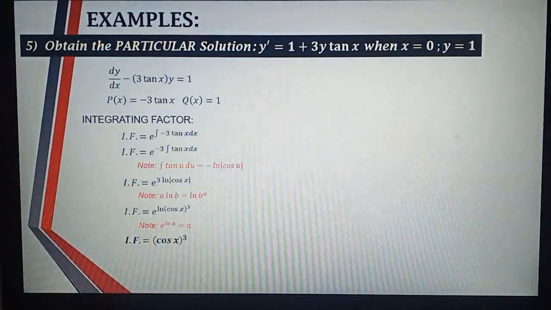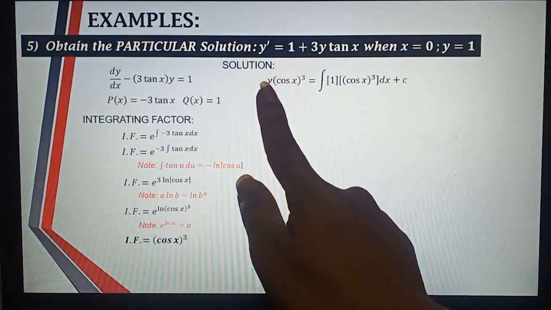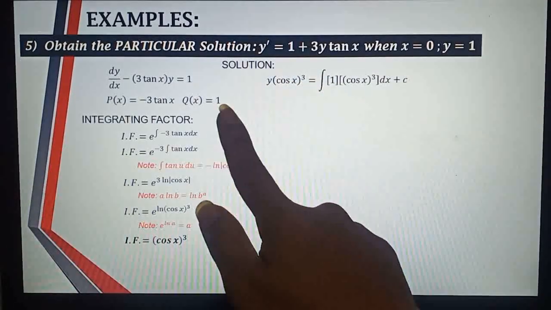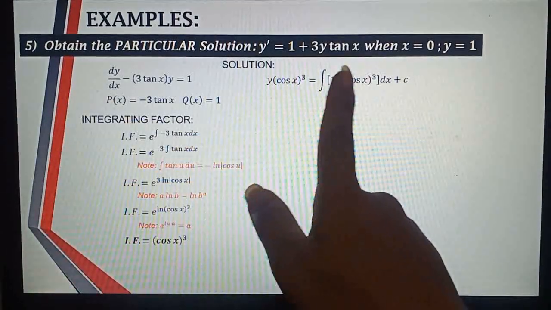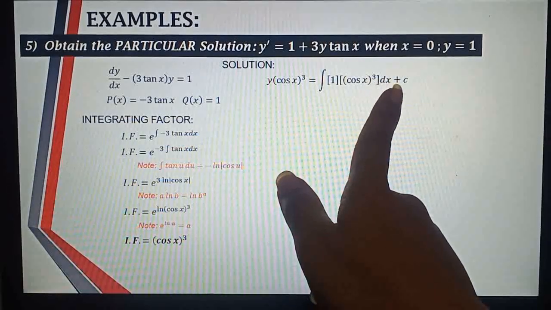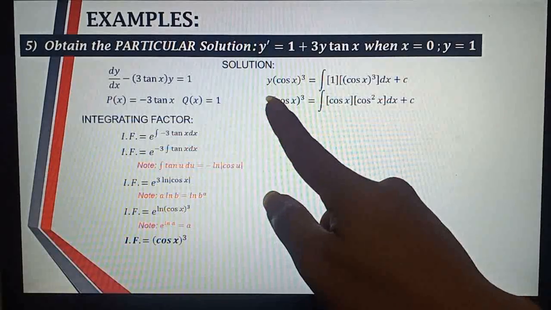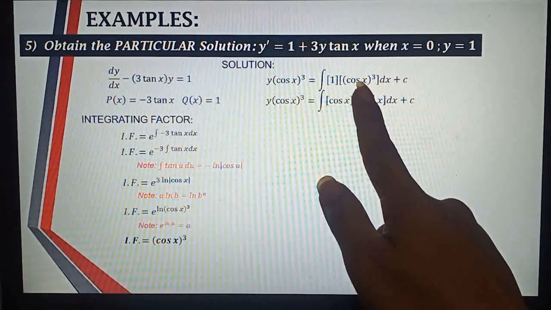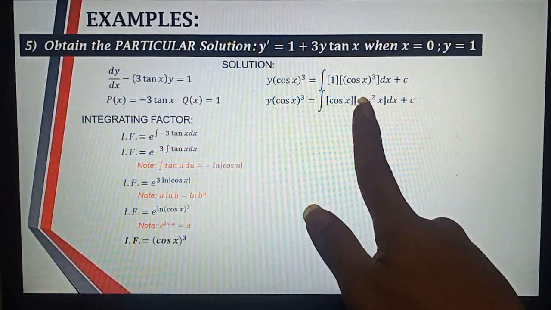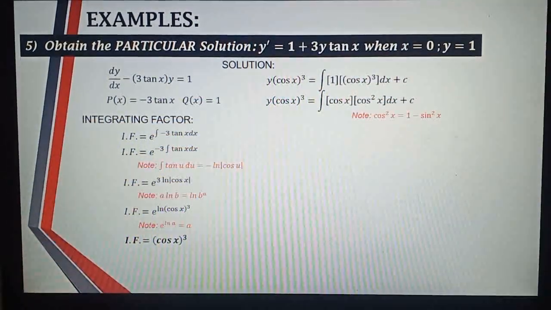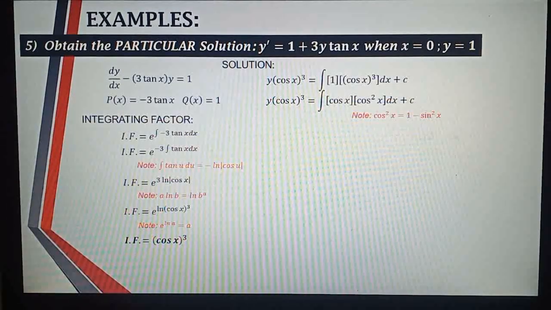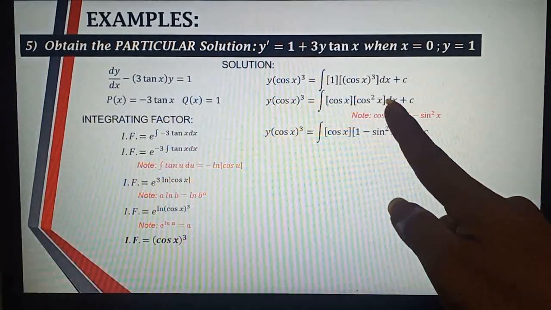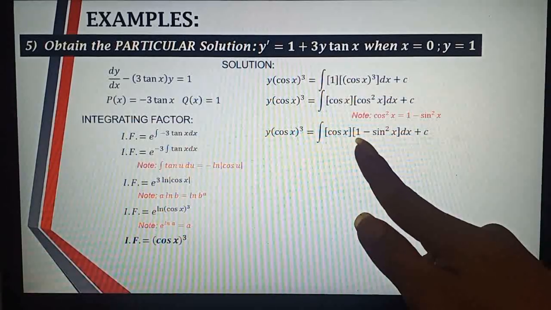Since naka dy over dx tayo, sa solution natin, we need to have y multiplied to the integrating factor which is cosine x cubed. Equivalent ngayon siya sa integral ni q of x which is 1 multiplied to the integrating factor which is cosine x cubed multiplied to dx plus c. So in that case, you will now have y multiplied to cosine of x cubed equals the integral of, instead of using cosine x cubed, we will use cosine x multiplied to cosine squared x. Bakit? Kasi using your trigonometric identities, your cosine squared x can be equivalent to 1 minus sine squared x. So in that case, instead of using cosine squared x, gagamitan natin siya ng 1 minus sine squared x.